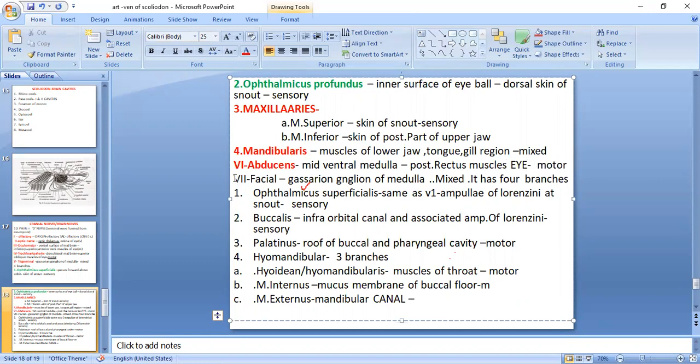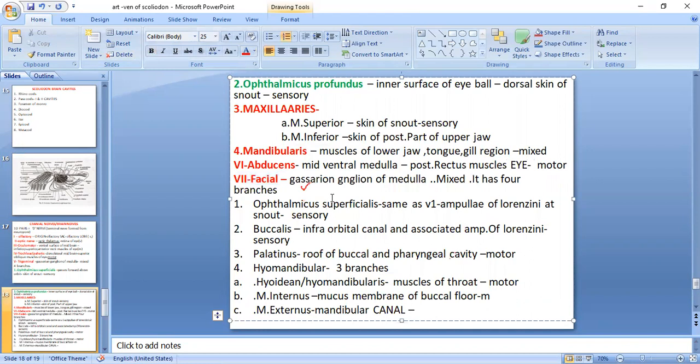And the seventh one is facial. So the facial cranial nerve. Okay, so it is originated from the Gesserian ganglia of the medulla. It is mixed. It has four branches: ophthalmicus superficialis.